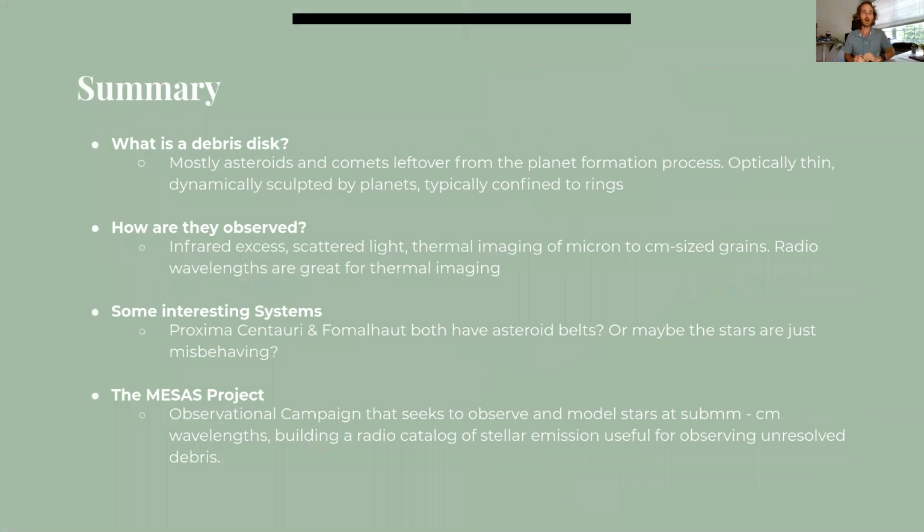So just a quick summary, we talked about what debris disks are, the leftovers of the planet formation process. We observe them through either infrared excess, scattered light, or thermal imaging. We talked about a couple of interesting systems, Proxima Centauri and Fomalhaut. And the MESIS project is an ongoing observational campaign that seeks to observe and model stars at submillimeter to centimeter wavelengths with the ultimate goal of building a radio catalog of stars that can be used to observe unresolved debris.